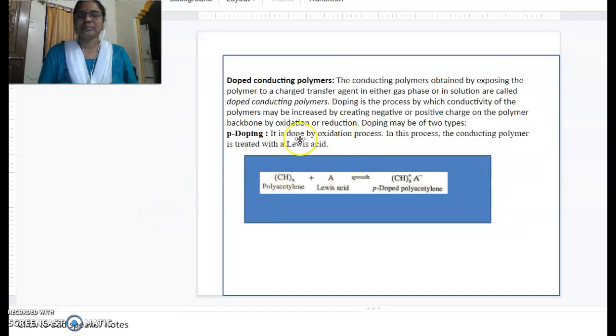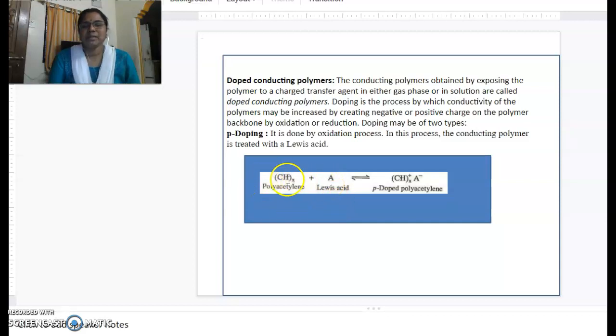Right? So in this intrinsic, again we have doping. Doping is nothing but adding a foreign impurity in order to improve the conduction properties. So this is P doping. P is nothing but you are supposed to create a positive charge on the polymer backbone. That is called P doping. It is done by an oxidation process.